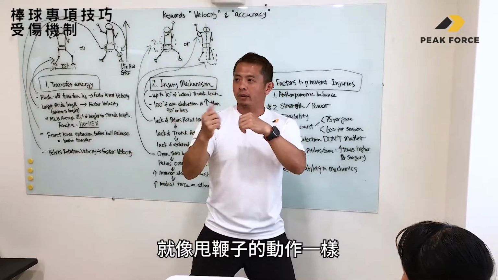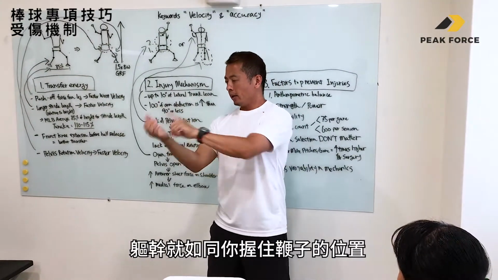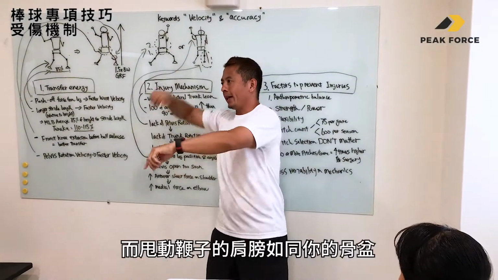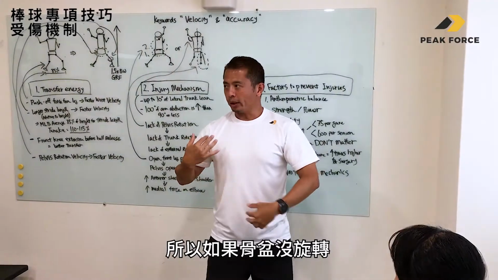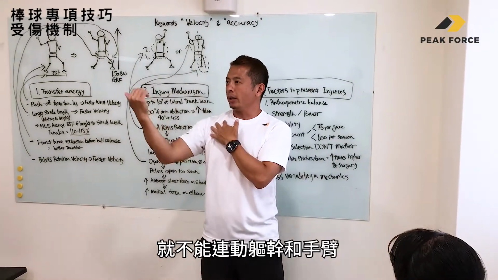It's like a whip action. So this part is the place where you hold it, and then you're making a whip action with your arm. So if this doesn't rotate, there's no whip action in the arm.